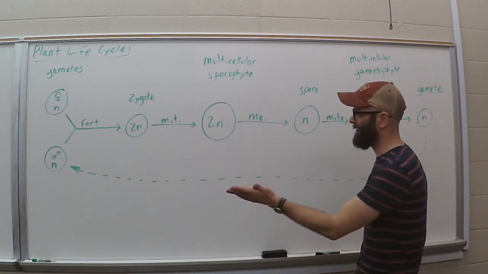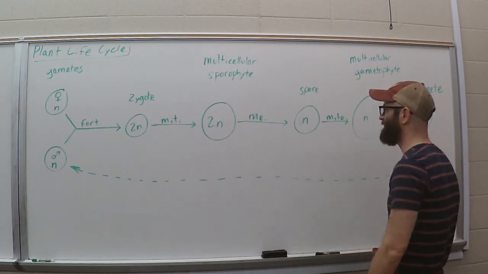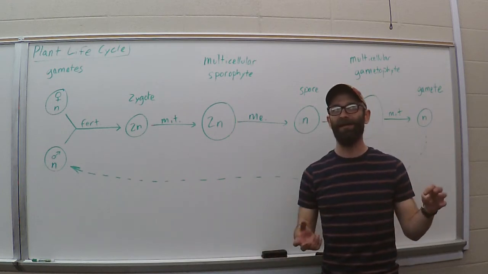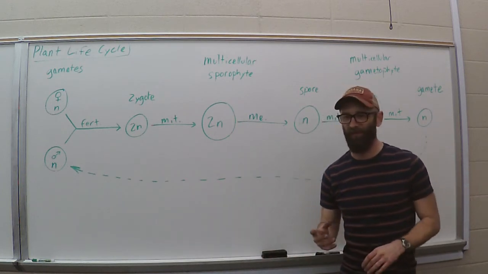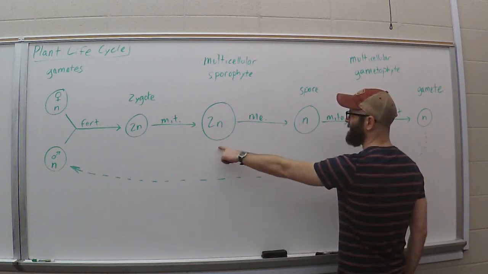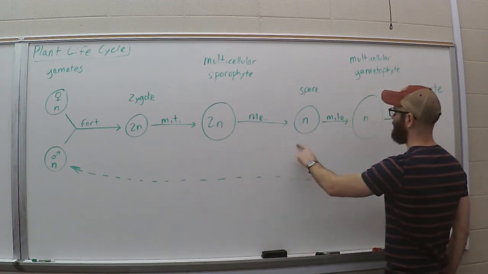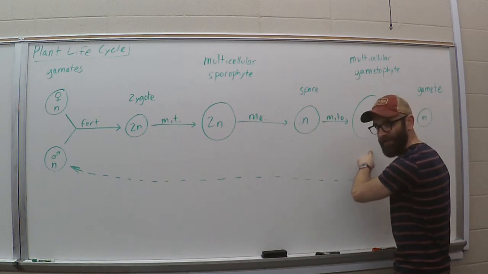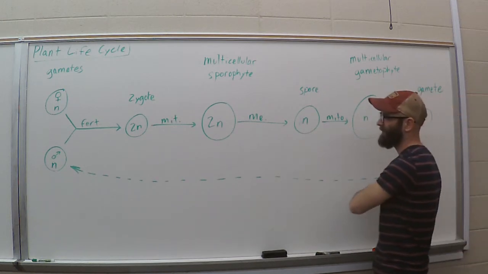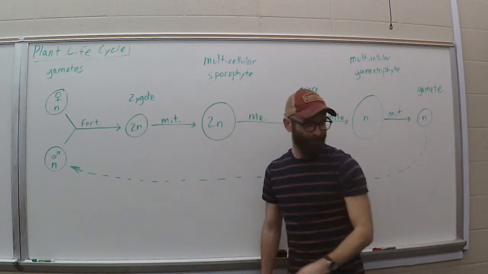So yeah, plants also go through this alternation of generations, and they go through different phases of sexual reproduction and asexual reproduction as well. So the sporophyte will reproduce asexually, and then the gametophyte will reproduce sexually.